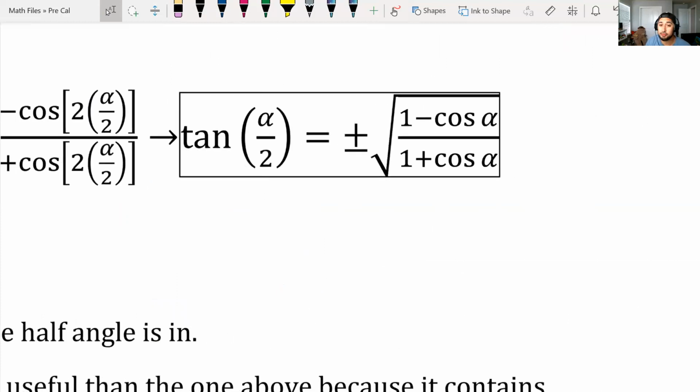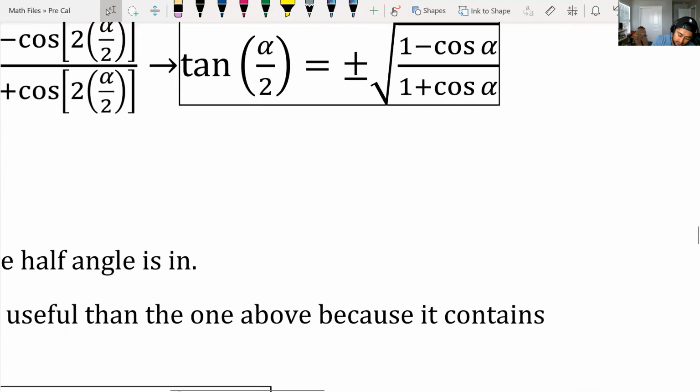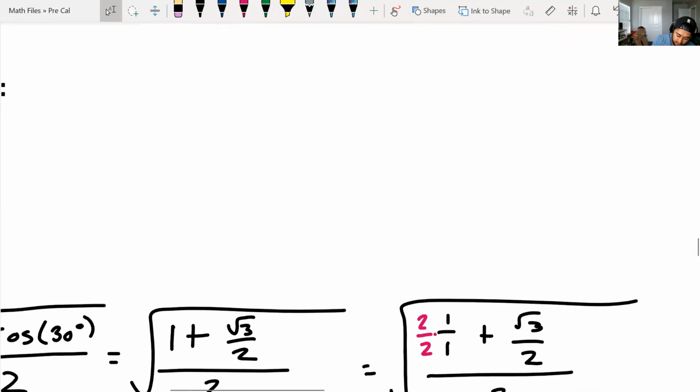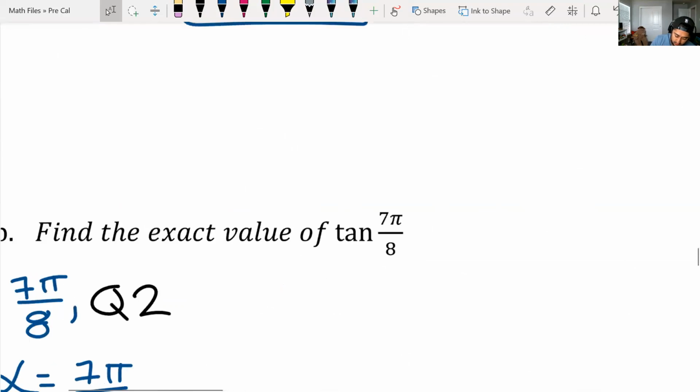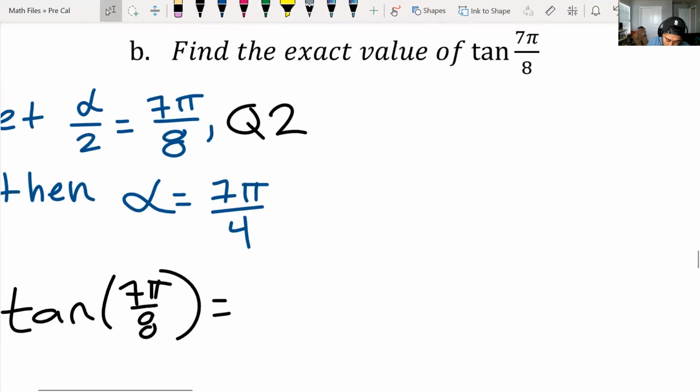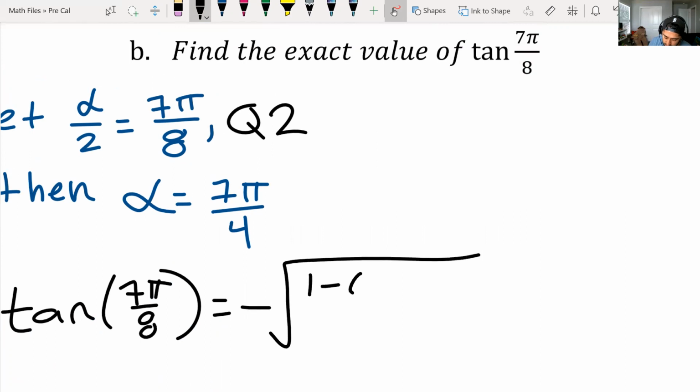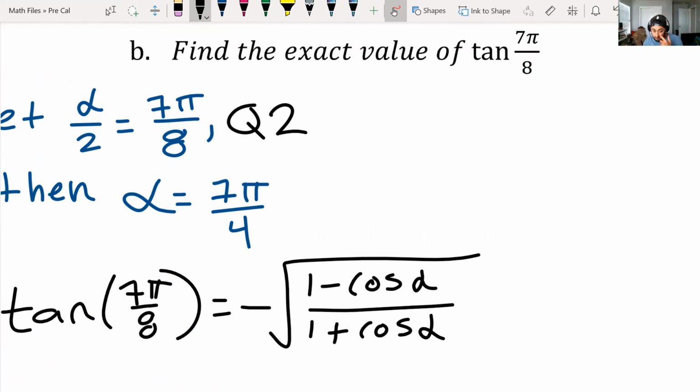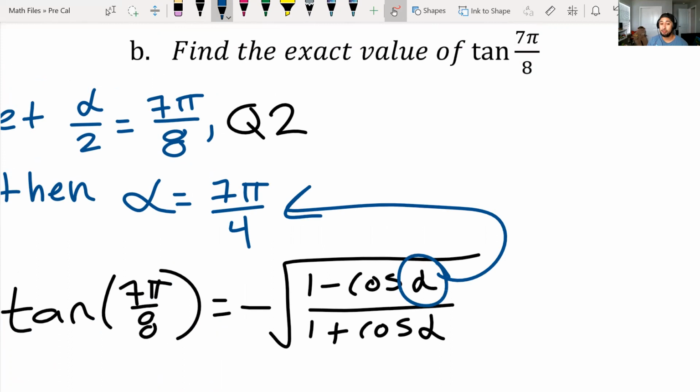Tangent of alpha over 2 equals plus or minus the square root of 1 minus cosine alpha over 1 plus cosine alpha. Okay. And since it's in quadrant 2, tangent is negative. So you'll have the square root of 1 minus cosine alpha over 1 plus cosine alpha. Okay. And what is alpha? Alpha is 7 pi over 4. So plug it in.